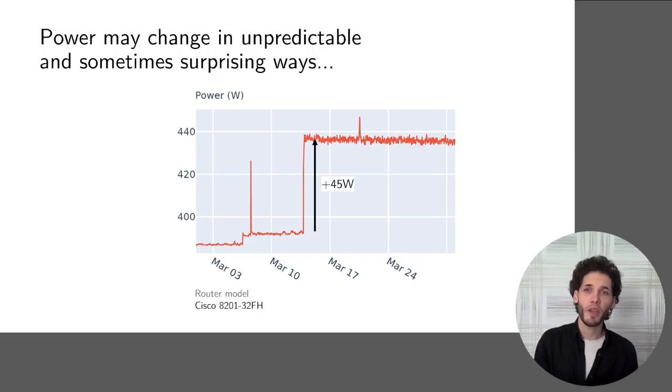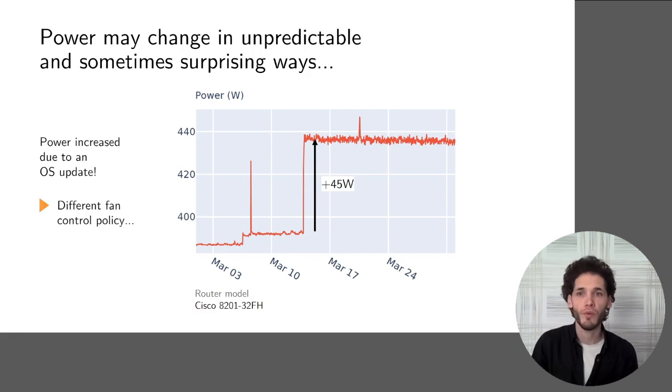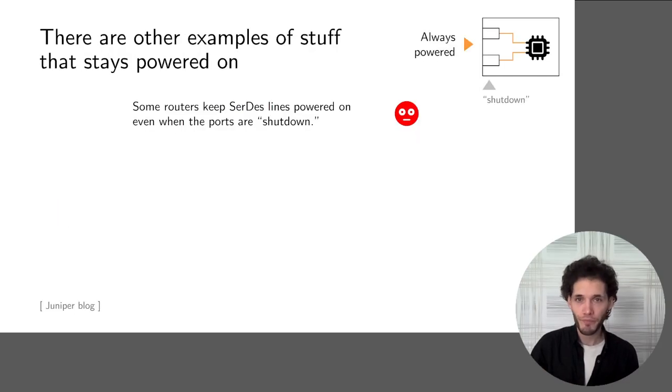In other cases, we observed power values that changed in sometimes unexpected ways. In that particular example, we have a 10% power increase that is due to an OS upgrade. In practice, what happened is that the upgrade resulted in a different fan control policy that started blowing the fans full blast while it was not particularly necessary.